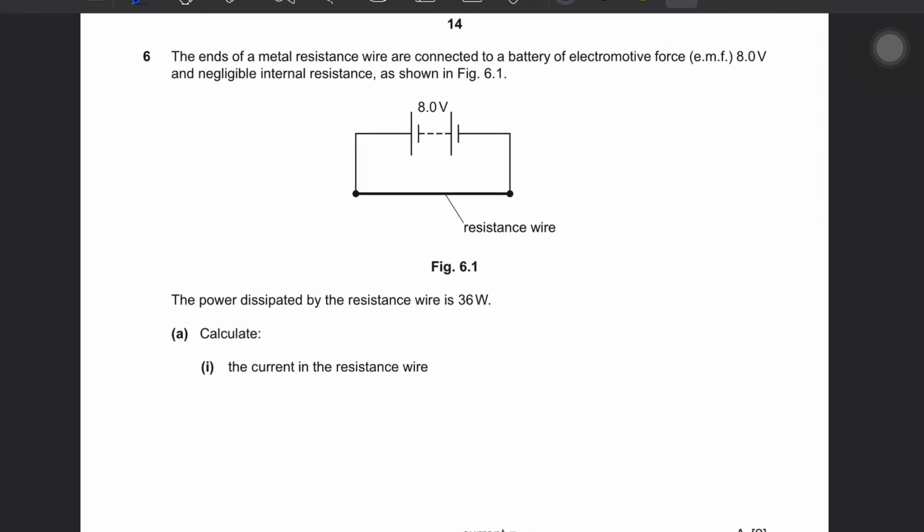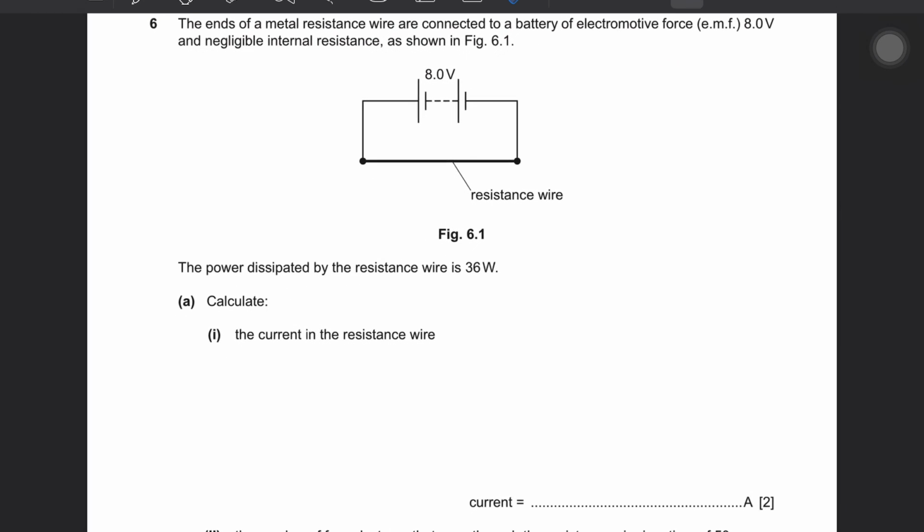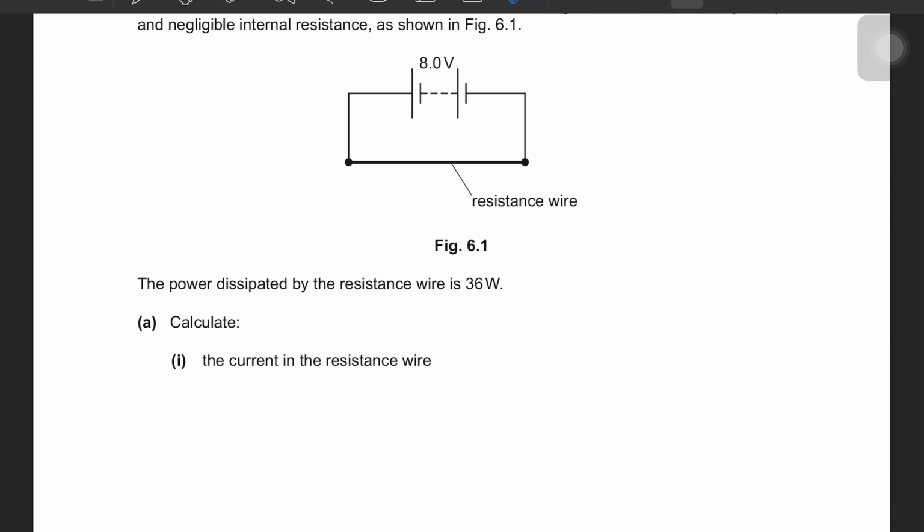Okay, so let's check the next problem, which is on electricity. So it says here, the ends of a metal resistance wire are connected to a battery of electromotive force 8 volt and negligible internal resistance. The power dissipated by the resistance wire is 36 watt. What is the current in the resistance wire? So we have got the voltage 8 volt. We have got the power 36 watts.